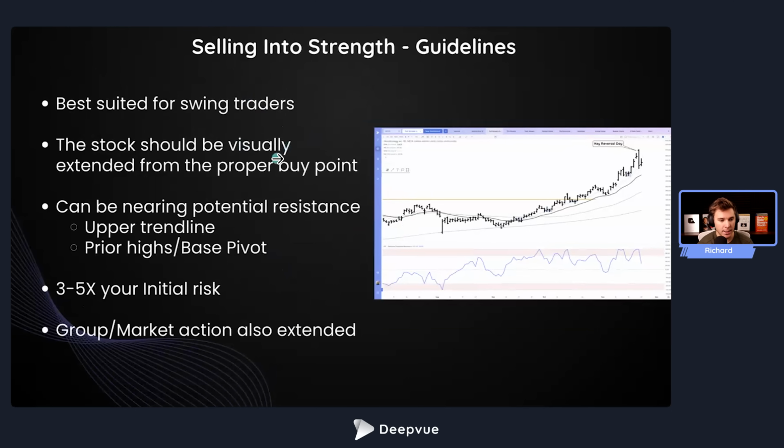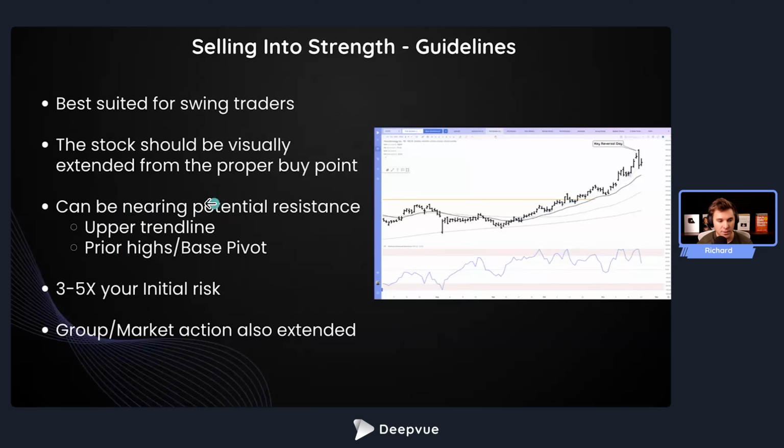Also, in order to sell into strength, the stock should be visually extended from your ideal or proper buy point. That's just a rule of thumb. We want to play the expansion from the contraction, as I'm sure many of you heard me say 5 million times yesterday in the relative measured volatility webinar. But basically, you're trying to sell into that expansion and profit from that expansion move from the tight area, whether that's near a new base, near a moving average pullback, whatever the situation may be.